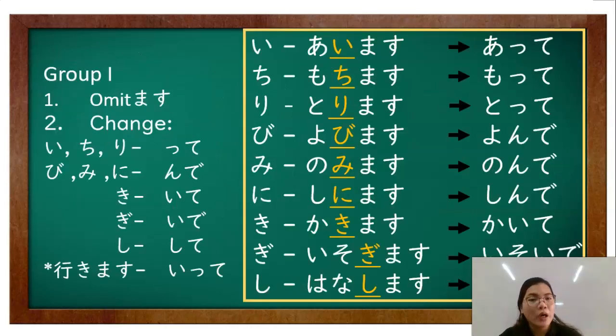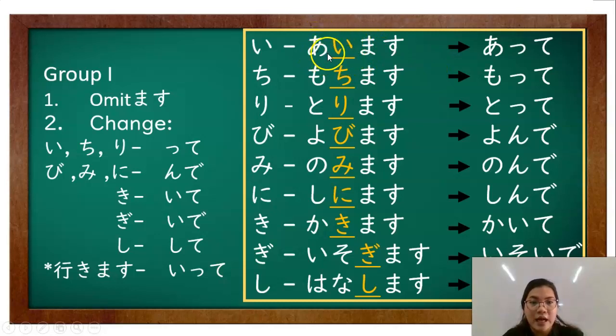Let's start from group 1. Group 1 are those verb stems that end with the i sound or in the i line. The first step is to omit masu. Gagawin natin siyang verb stem by simply omitting the masu. Tatanggalin mo si masu. At yung natitira, if the last syllable of the verb stem ends with i, chi, ri, you change that into small tsu and then te. For example, the word imasu, you omit the masu.